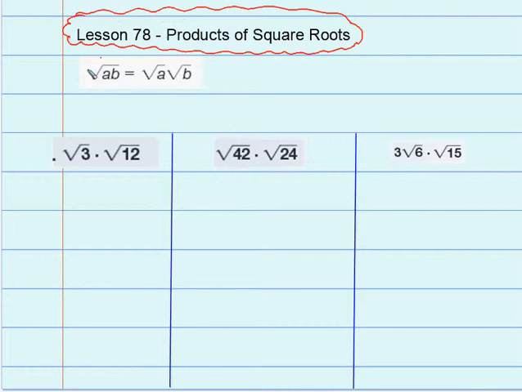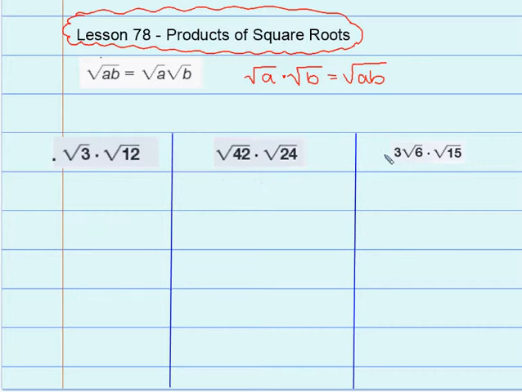Okay, so we already know that we can take a square root, and if we have factors under them, we can split the square root apart into the square root of one factor times the square root of another factor, and that's how we figure out how to simplify square roots. Well, if we can separate it, we can work the opposite direction and say that if we have the square root of a factor times the square root of another factor, we can then write it as the square root of the product of those factors. And then we can simplify.